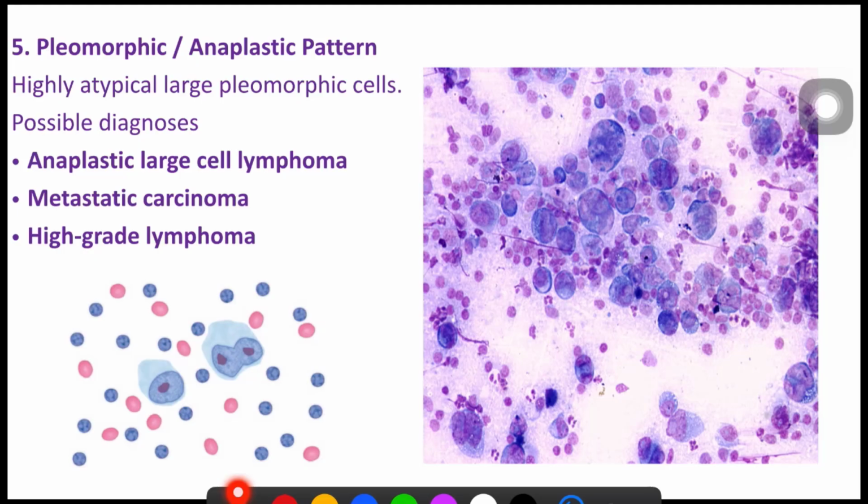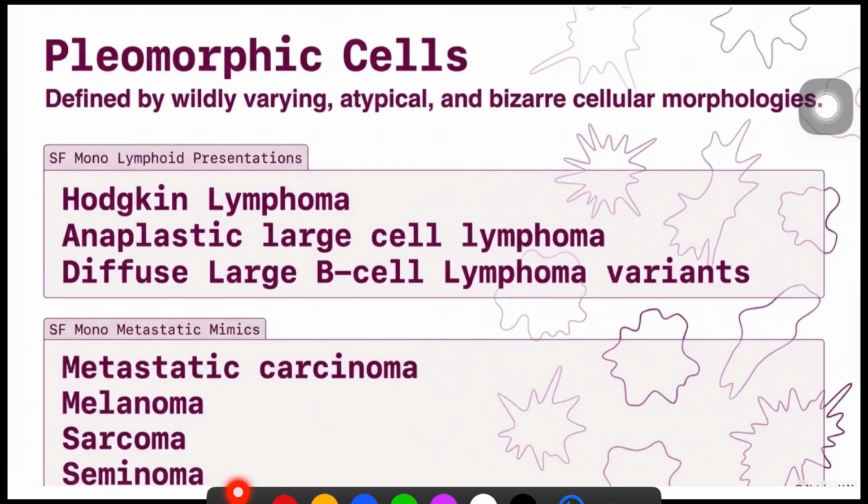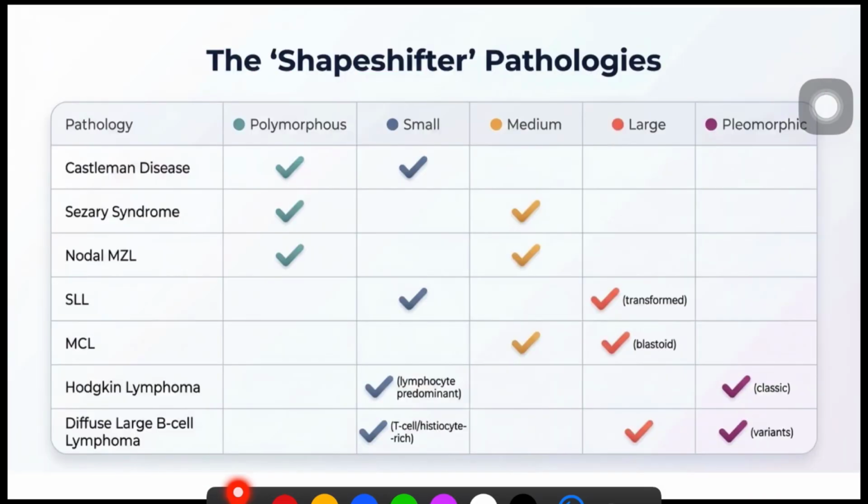So, highly atypical and pleomorphic enlarged cells. It is defined by wildly varying atypical and bizarre cellular morphology, and Hodgkin's lymphoma and the anaplastic diffuse large B cell lymphoma variant show this type of cells, and in the metastatic pattern the mimics are metastatic carcinoma, melanoma, sarcoma, seminoma. So, this is the shapeshifter.